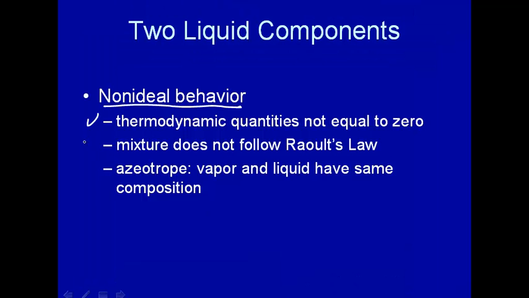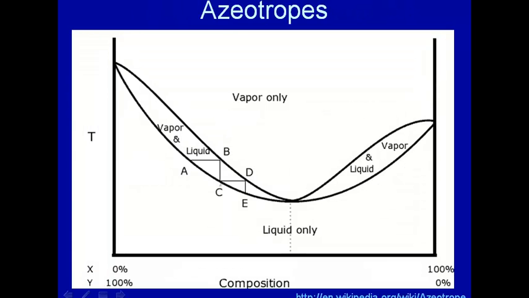Okay, and then you have what's called an azeotrope. An azeotrope is where vapor and liquid have the same composition. Well, actually, let's just go and take a look at what we mean by that. Now, this is a temperature. Let me switch the ink color to black again. This is temperature versus composition. So this is a temperature composition plot.